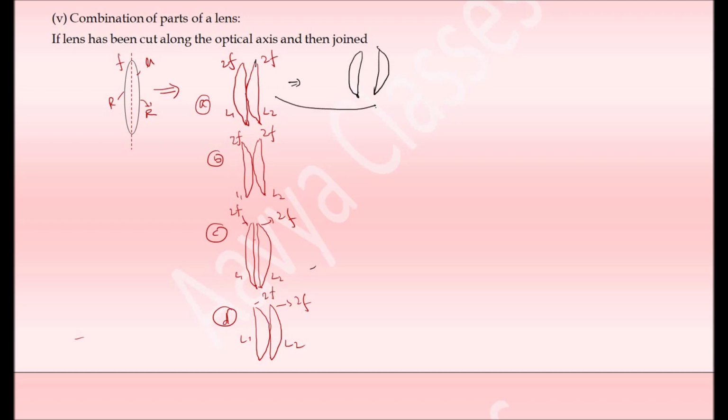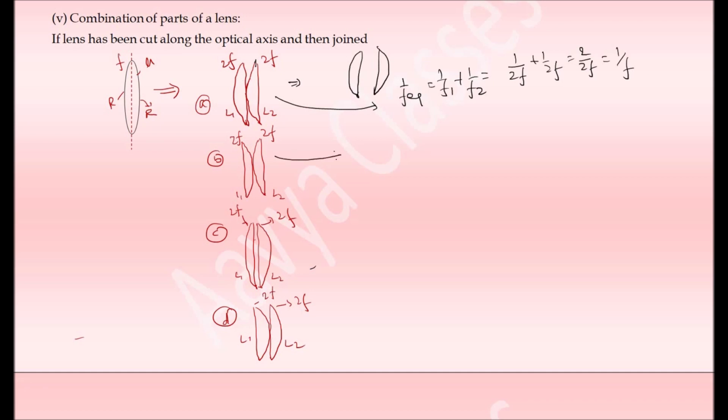So we calculate the focal length of combination by using 1 by f equivalent is equal to 1 by f1 plus 1 by f2, as these lenses are placed in contact with each other. So clearly f1 and f2 both are equal to 2f. So 1 by f equivalent is equal to 1 by 2f plus 1 by 2f, that is equal to 2 by 2f, which is equal to 1 by f. So focal length of equivalent lens is equal to f if we combine the cut lens in this orientation.